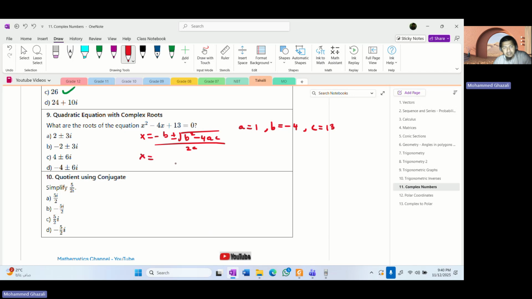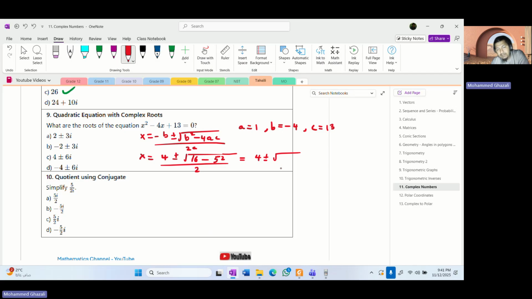So x equals, what is minus b? Minus b is 4, because b is already -4, so minus b will be 4. Plus or minus the square root of, what is b squared? 16. Minus 4ac, 4 times 1 times 13. 4 times 1 is 4, times 13 is 52. Divided by 2 times a, just 2. So I've got 4 plus or minus the square root of 16 minus 52.